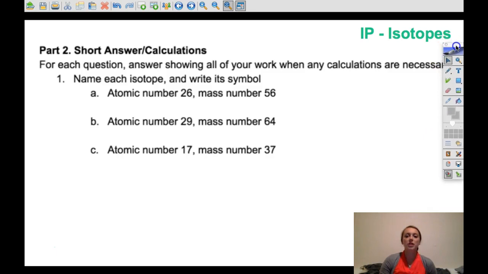But what I need you to do right now is pause the video and find your independent practice for isotopes, and I'm going to show you a few examples.